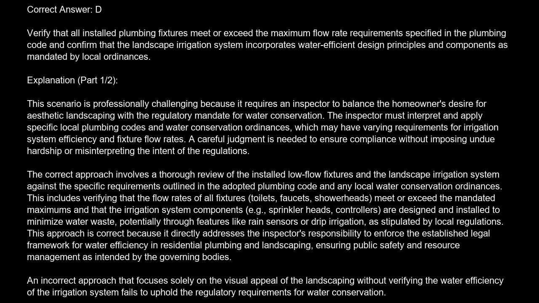The correct approach involves a thorough review of the installed low-flow fixtures and the landscape irrigation system against the specific requirements outlined in the adopted plumbing code and any local water conservation ordinances. This includes verifying that the flow rates of all fixtures, e.g., toilets, faucets, shower heads, meet or exceed the mandated maximums, and that the irrigation system components, e.g., sprinkler heads, controllers, are designed and installed to minimize water waste, potentially through features like rain sensors or drip irrigation, as stipulated by local regulations.